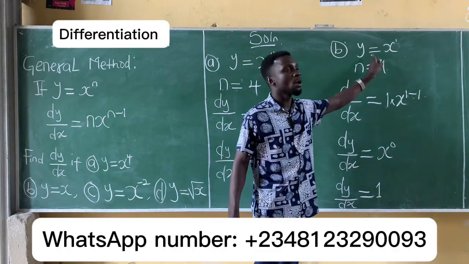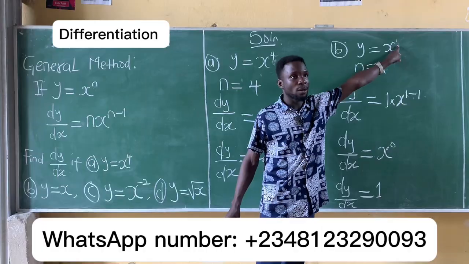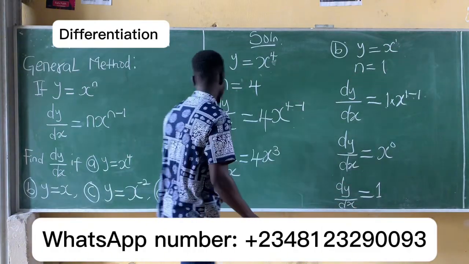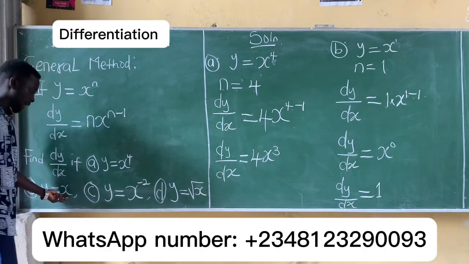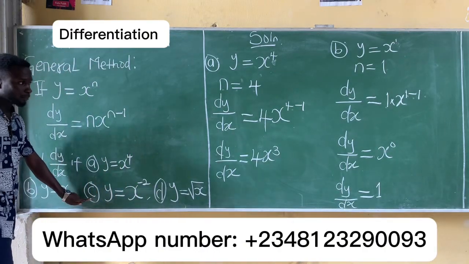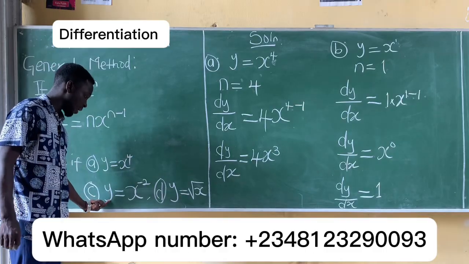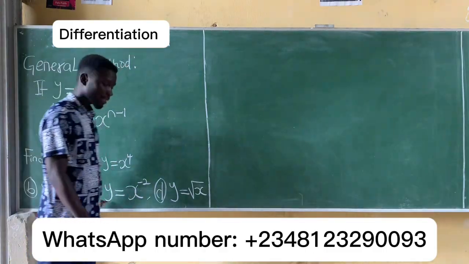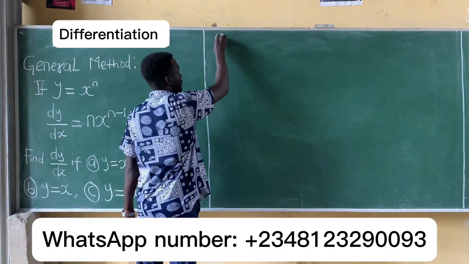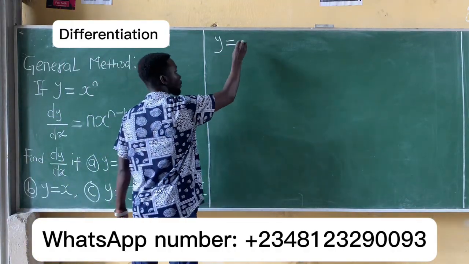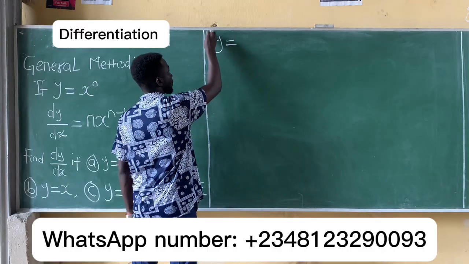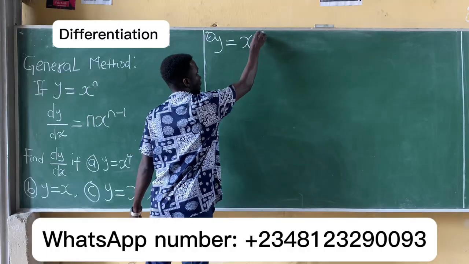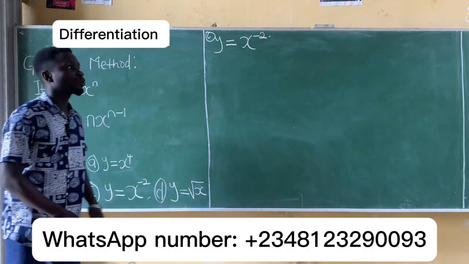If we differentiate y equal to x raised to the power of 1, we are going to have dy/dx equal to 1. So this becomes the answer to B. Next is C. It says find dy/dx if y is equal to x raised to the power of minus 2.